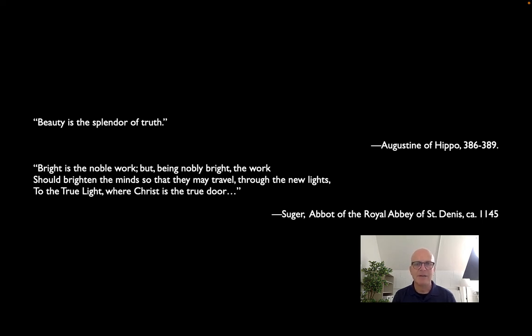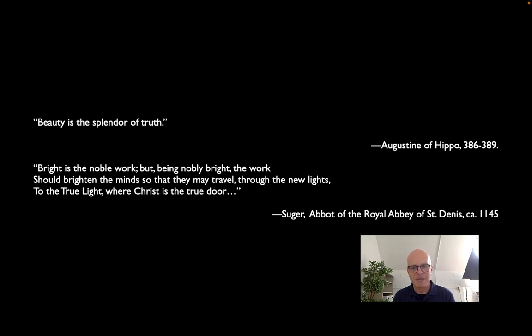And this is reflected in the way that builders of these cathedrals talk about their work. There's very little written record of them, but what we do have, in particular by Abbot Suger, who is the abbot of the Church of Saint Denis that we'll talk about here in a few minutes. Suger's whole premise for the new building is exactly this idea of providing physical light that will be a metaphor for this divine light, right? The bright is the noble work, but the nobly bright work should brighten the minds so that our minds go to the true light, which in his belief, of course, is the true light of Christianity, right?